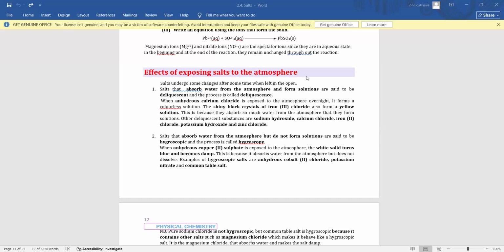The other question, explain how you would obtain a pure sample of. Yes, keep up.